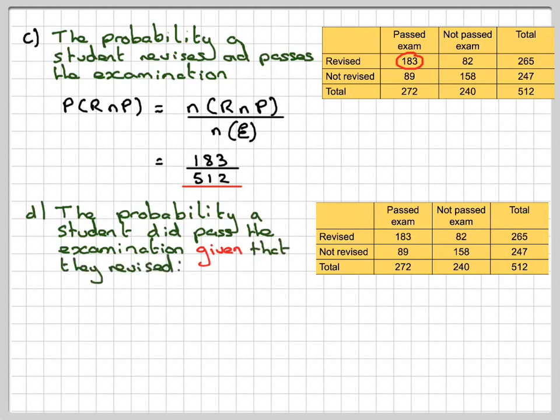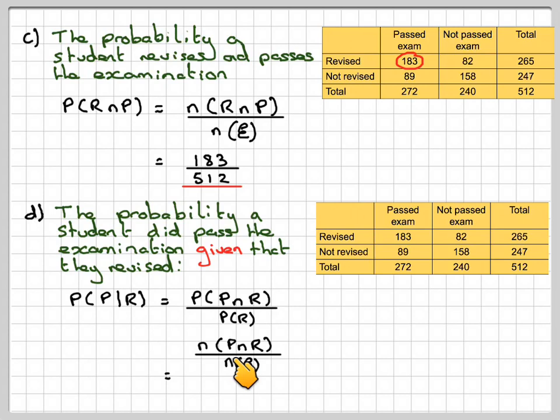Now part D, we want the probability that a student did pass the examination given that they revised. Right, so this is conditional probability. So that's given by the probability of P given R, which from the formula is the probability of P and R divided by the probability of R.